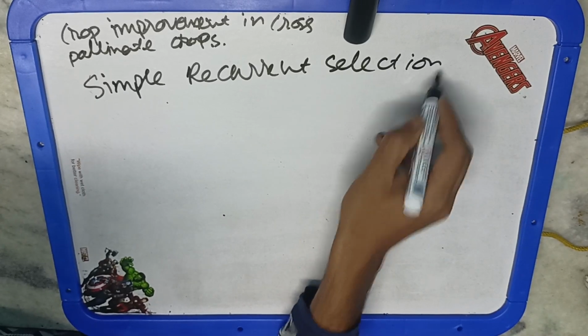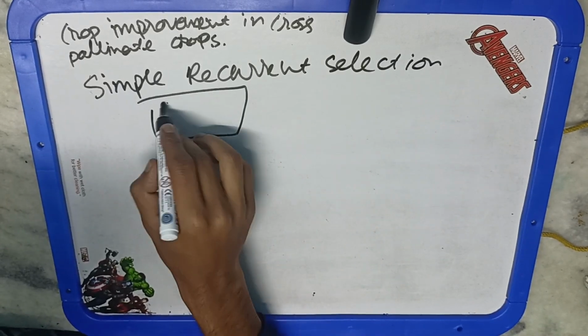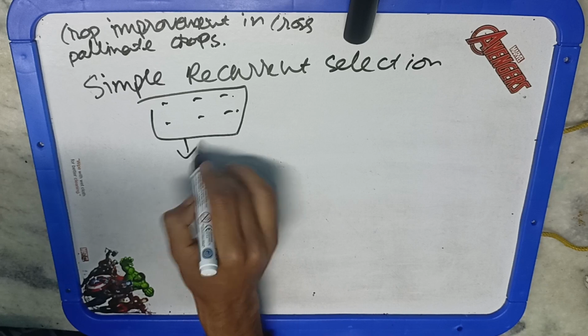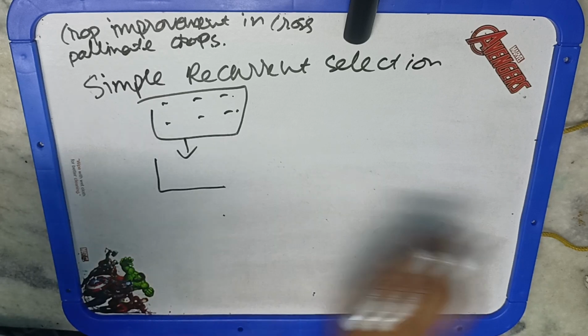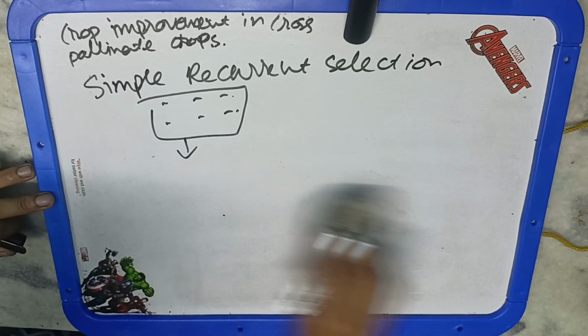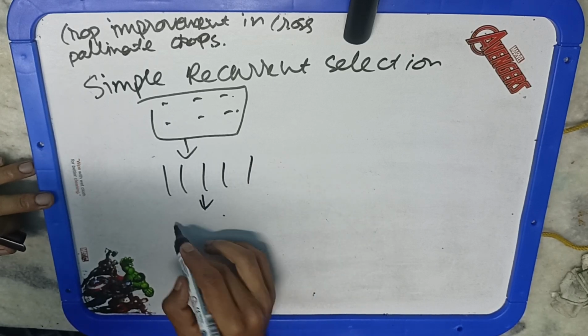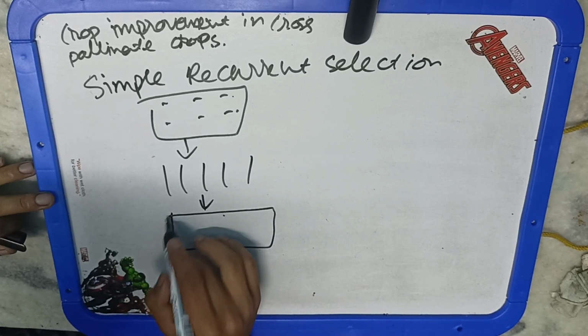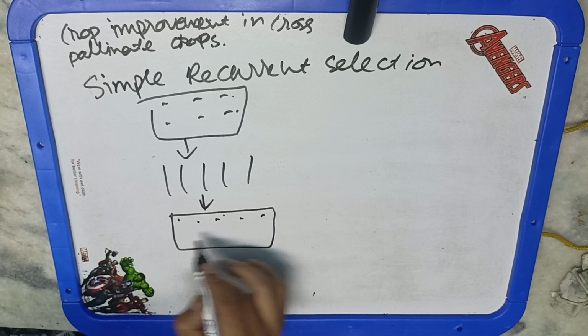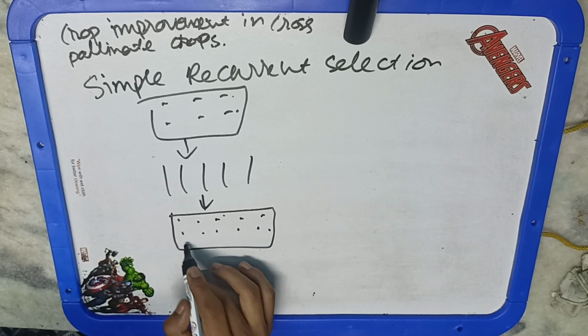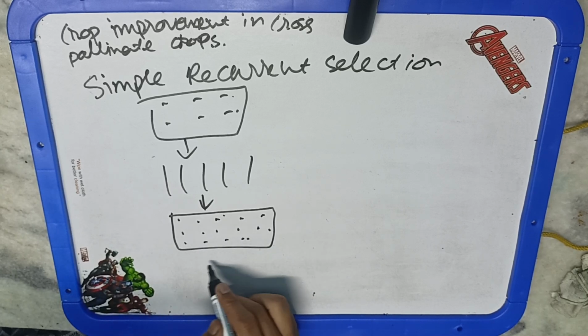Here in the simple recurrent selection, the original population is there, and the plants are grown. The farmer will select the phenotypically superior plants. Then these plants will be self-pollinated, seeds harvested separately, seeds evaluated, and superior seeds retained. This is the original selection cycle. This is the basic selection.